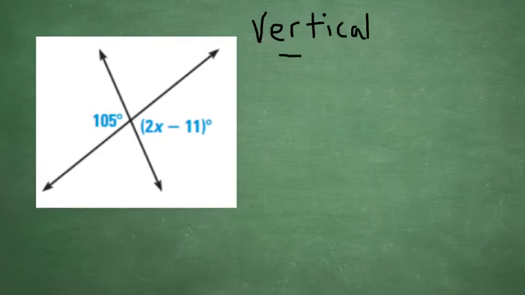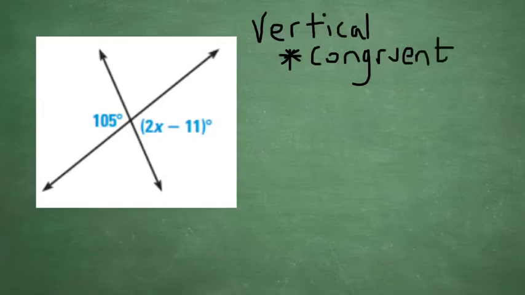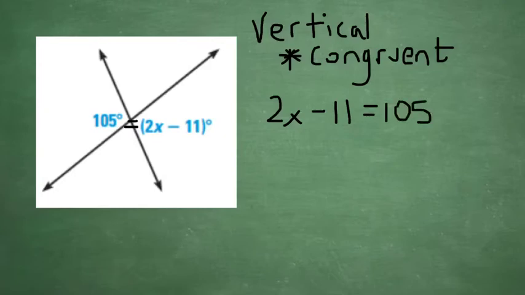Now remember what I said the big takeaway of vertical angles is. They're always congruent, and that just means they're the same. In other words, these two angles have an equal measure. So when you set up your equation, you can just write 2x minus 11 is equal to 105 degrees. Now we'll solve that algebraically. We put the equal sign in there for a reason, because vertical angles are equal.